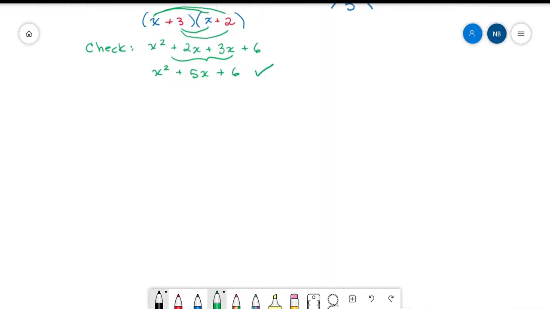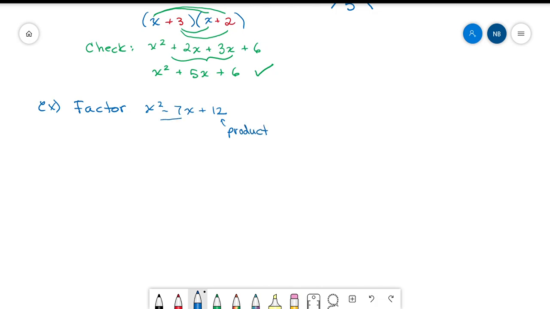Our next example is factor x squared minus 7x plus 12. Now notice our middle term is negative this time because the sign in front of the term belongs to the term. So 12 is our product.